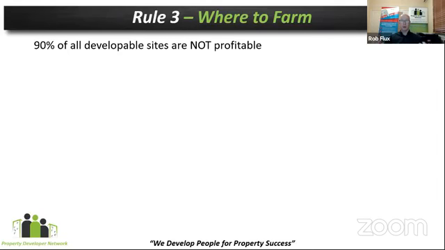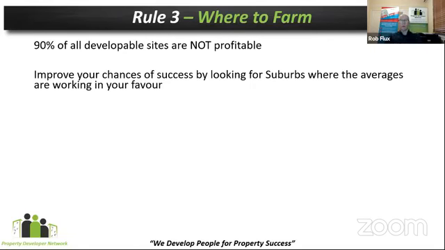So how do we determine if the area is going to be both developable and profitable? Well, we can't guarantee every single deal in an area will work, but we can certainly improve the chances of it. So let's have a look at that. In order to improve our chances, what we want to look for is suburbs where the averages are actually working in our favor. So we're going to have a look at the average purchase price.